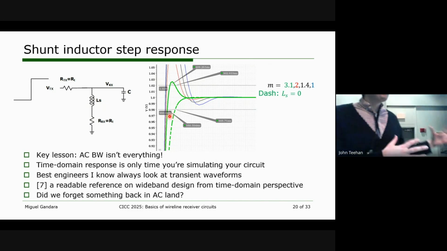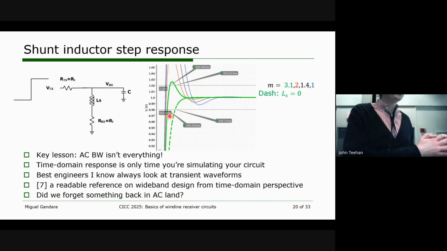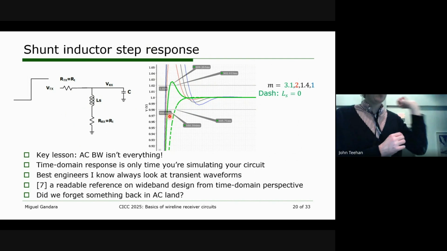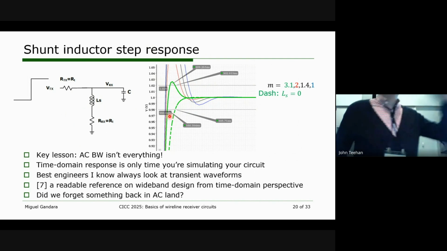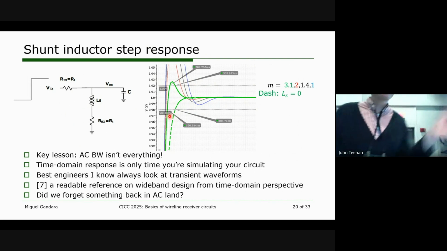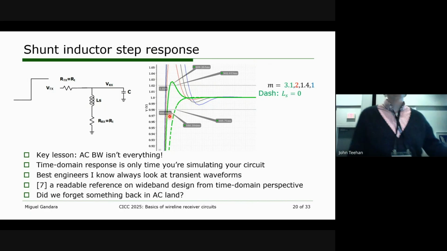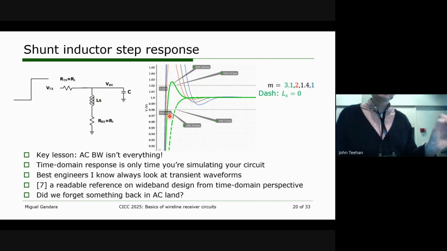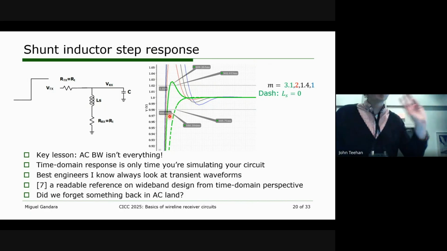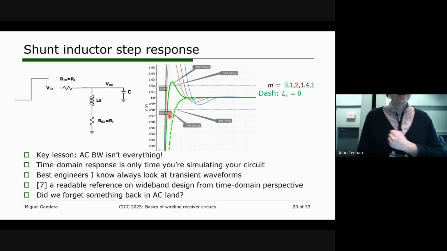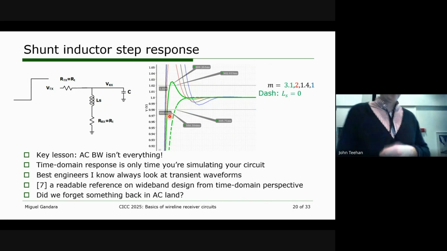So the major point I want to make here is that the design with the smallest inductor also had the smallest bandwidth extension. That means the design with the smallest bandwidth actually gave us the best overall performance. It's a little bit counterintuitive. We always think best bandwidth will give us best settling time, but that's not the case when we start thinking about more complicated circuits with inductors. So the key lesson I want to point out here is that AC bandwidth is not everything.